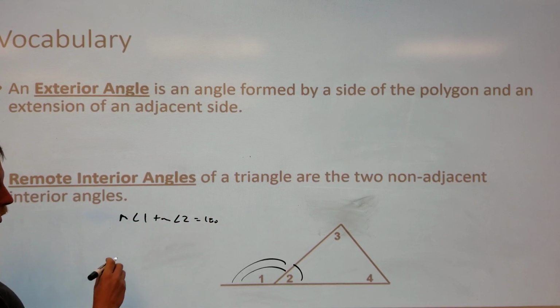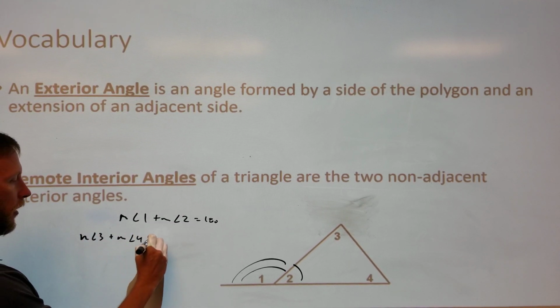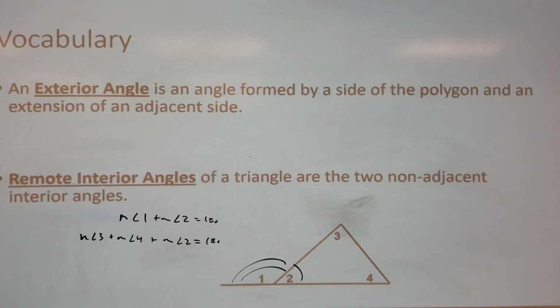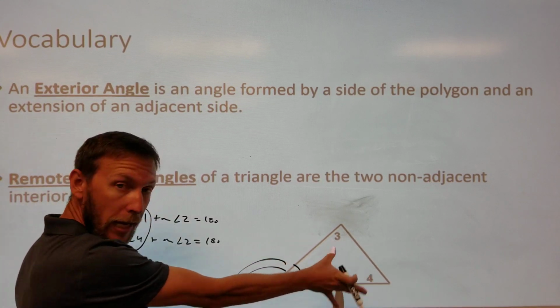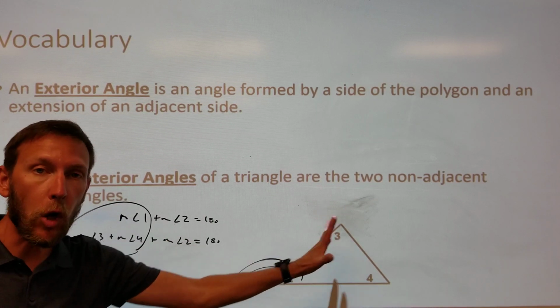And we also know that the measure of angles 3 and 4 add with the measure of angle 2 inside the triangle to get 180. So we can go through some geometric proof to show that the measure of angle 1 is equal to the sum of the measures of these other two angles in the triangle. All right, that's the next slide. Those angles 3 and 4 are referred to as the remote interior angles.